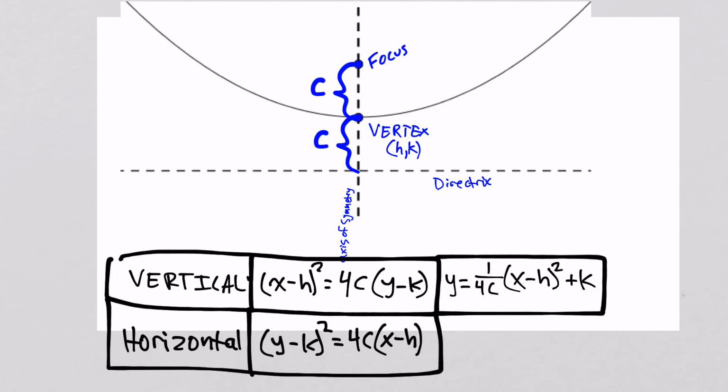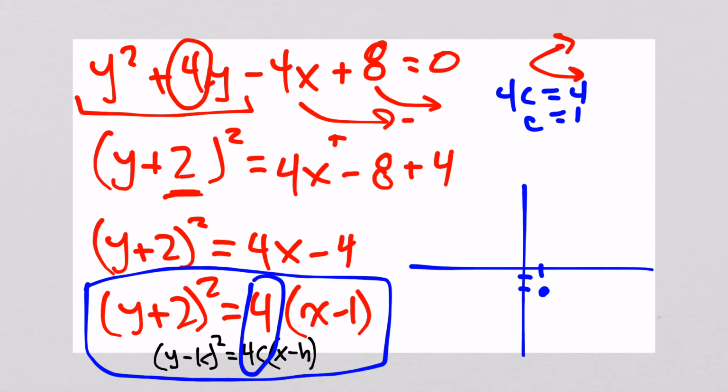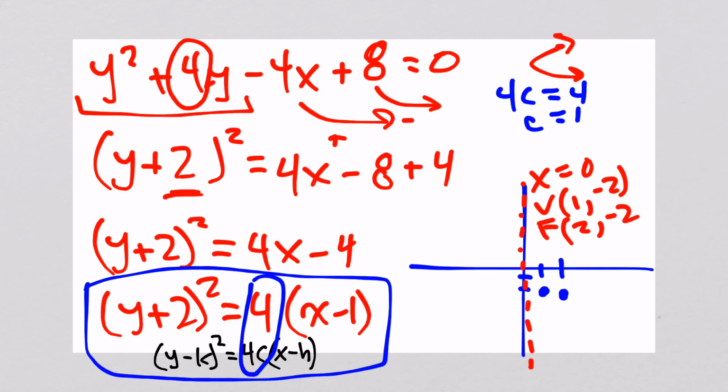So what we were looking at before is vertical, up and down, and now we're dealing with side to side. So instead of going 1 up, I'm going to go 1 right, 1 in the positive direction, and I'll get my focus. And then I'll go 1 left, 1 in the negative direction, to get my directrix, that same c value. So my directrix has the equation x equals 0. And I see that my vertex has the coordinates 1, negative 2. And I see my focus has the coordinates 2, negative 2.